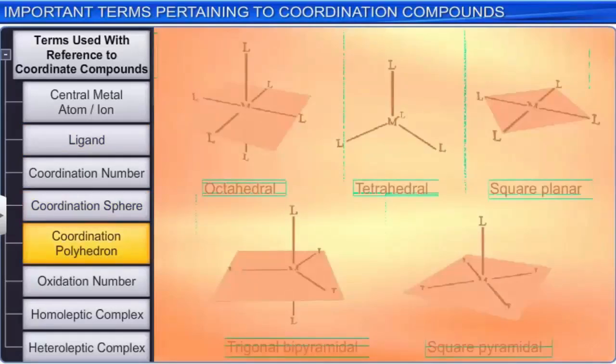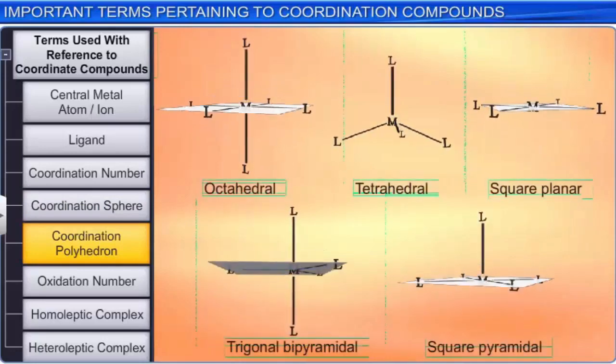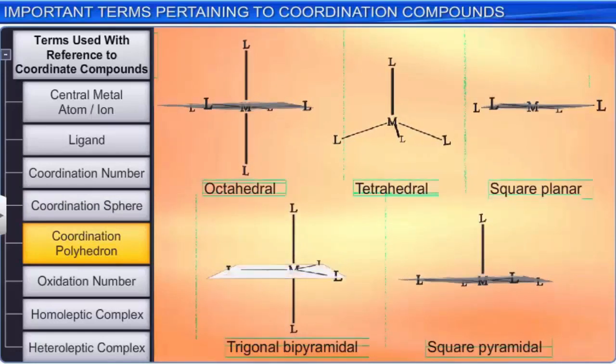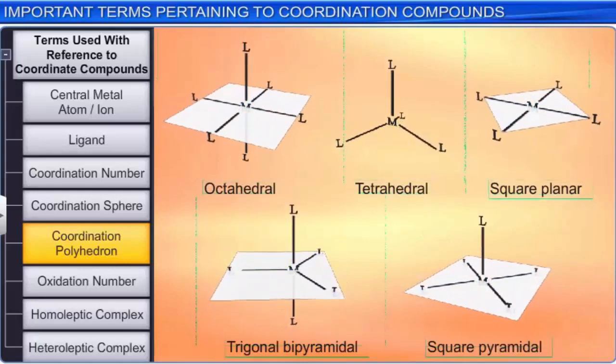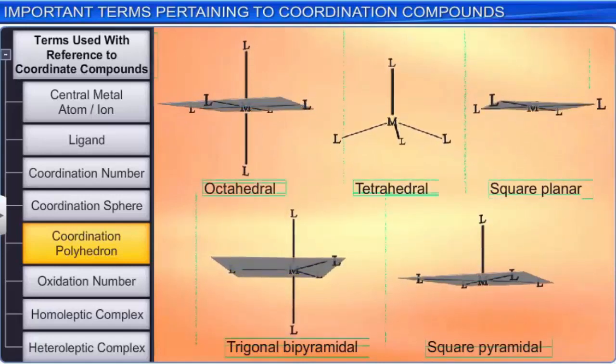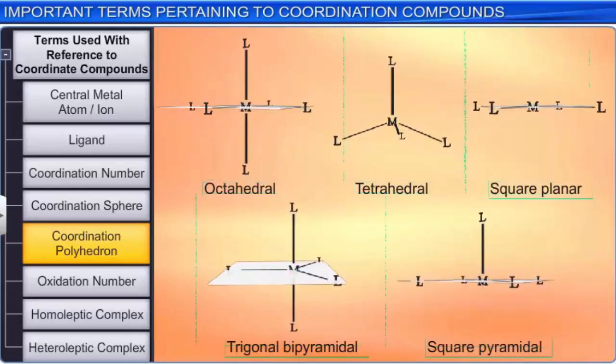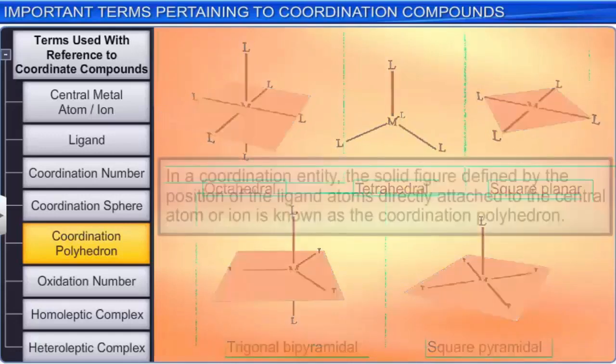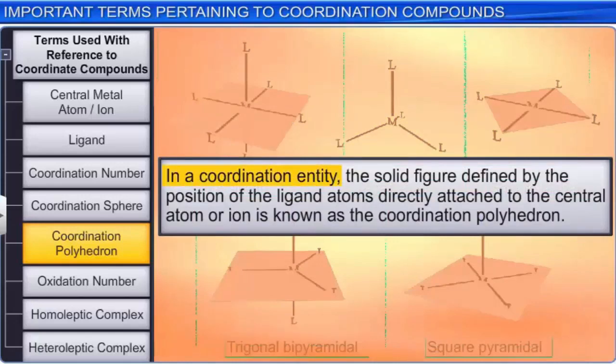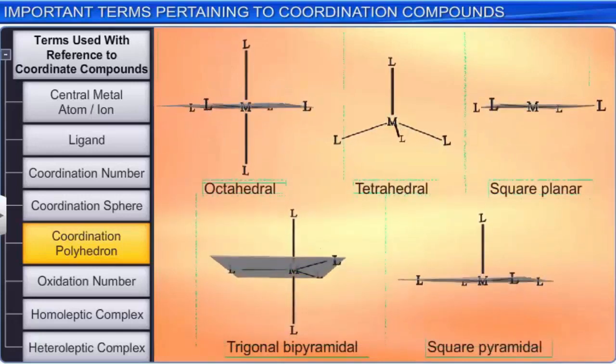Students, the next term we are going to study in coordination chemistry is coordination polyhedron. What is coordination polyhedron? In this module you could see 5 different types of polyhedron. Already we studied coordination sphere. In this coordination sphere there is a central metal ion and ligands, right? This can be represented in three-dimensional form and gives you a picture of this coordination entity. That is called the coordination polyhedron.